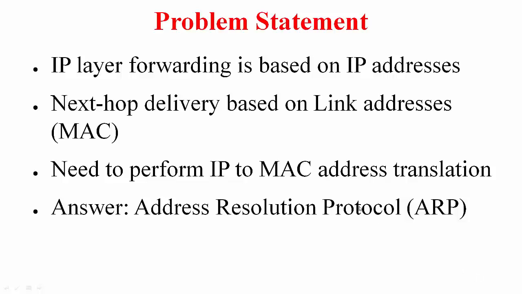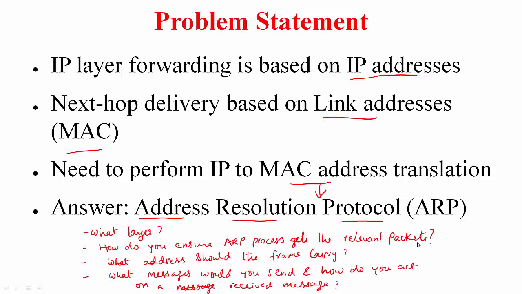So what does ARP do? Let me repeat the problem. We saw that the IP layer forwarding is based on the IP addresses, whereas the next hop delivery of a packet happens over a link, and this is based on link addresses, that is MAC addresses. Now we need to perform IP to MAC address translation, and the protocol that does it is called the ARP protocol. It stands for Address Resolution Protocol. ARP is one of the simplest protocols out there.